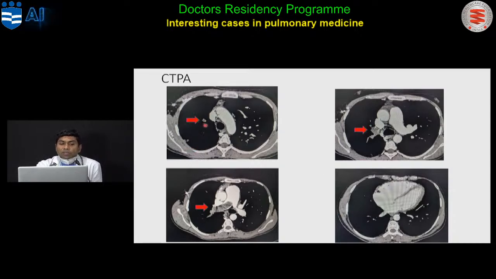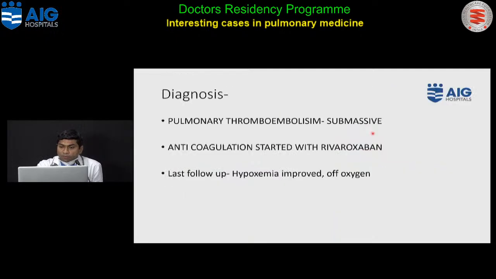This is one of the segmental arteries of the right upper lobe, and again this is one of the pulmonary artery branches where you can see this thrombus. So this patient had a pulmonary thromboembolism which was submassive. The patient was started on anticoagulation with rivaroxaban.